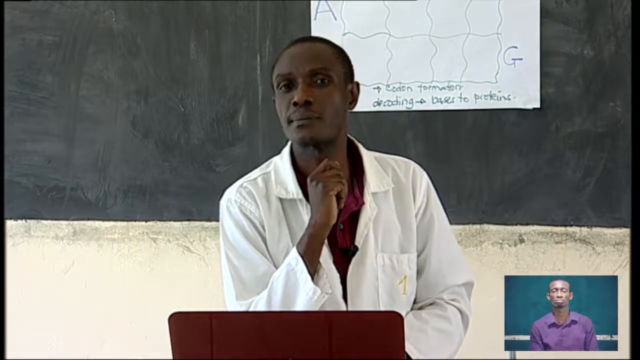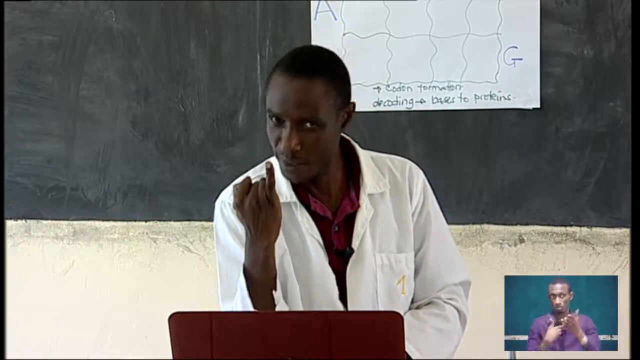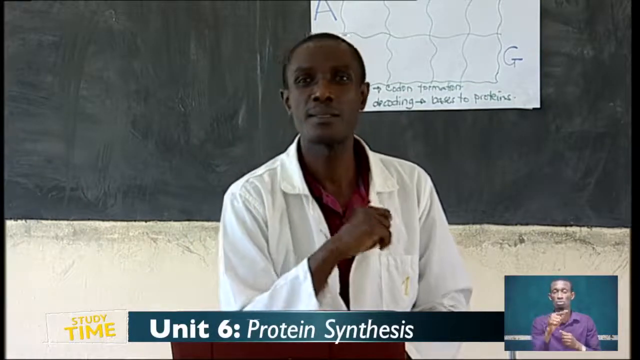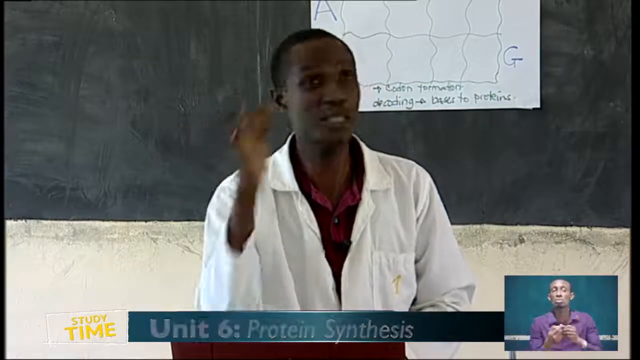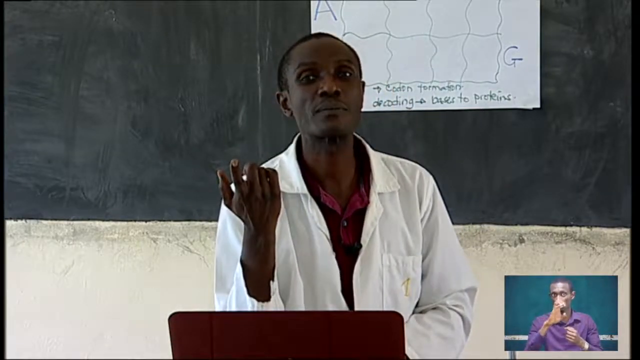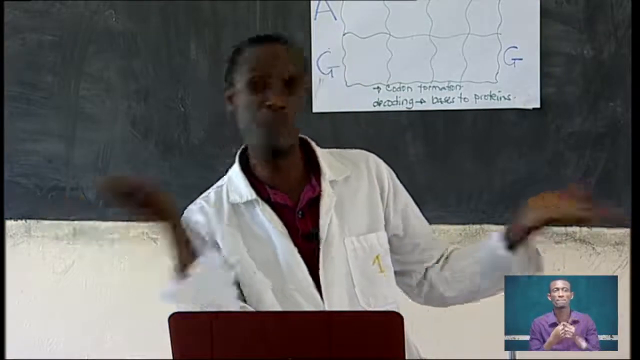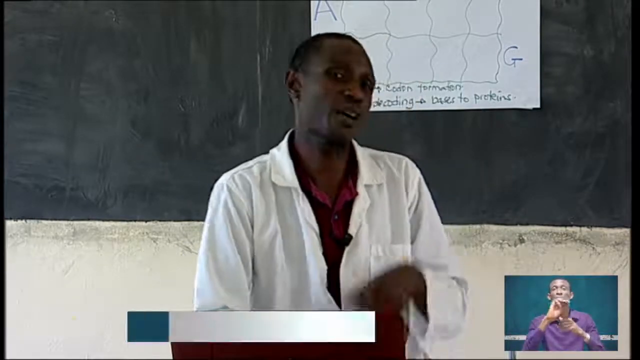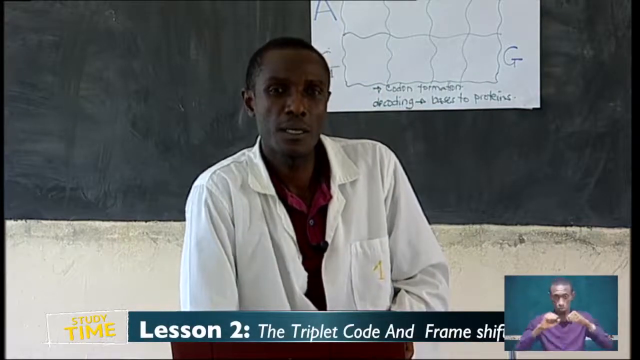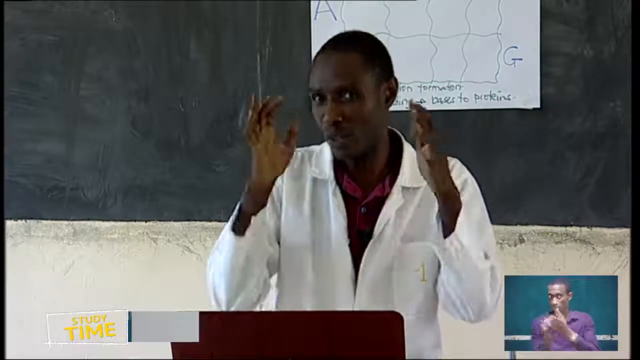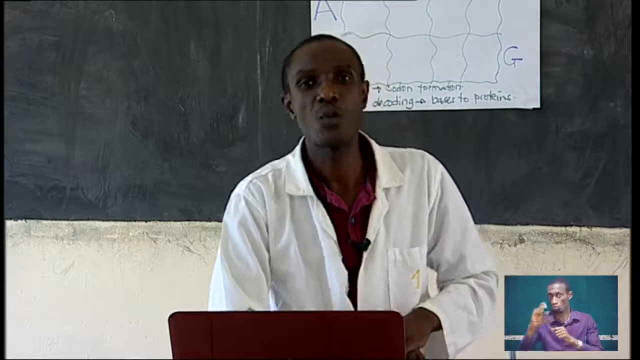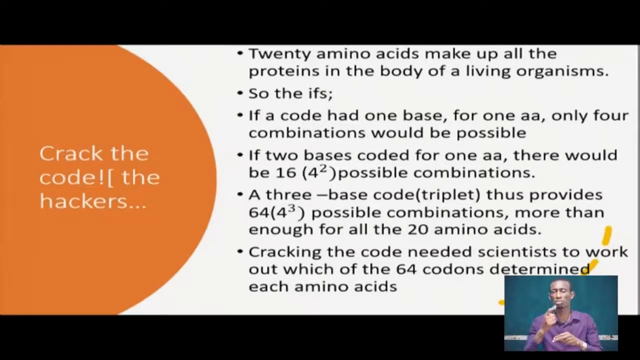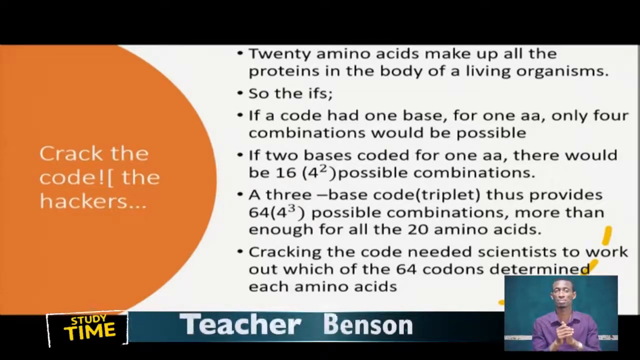So, if we had one base for each amino acid, then it means that out of A, T, G, and C, remember the 4 letters, we would only have 4 amino acids. So the longest chain would be actually 4. What about if there are 2? Again, we go math. We would have 16, which means that we have 4 to the power 2 possible combinations. Then a 3-base code, which we now call a triplet, 1, 2, 3, will provide 4, that is A, T, G, and C, and each having a chance to make a recombination 3 times, making it 4 to the power 3, in which case we can actually have an infinite number.